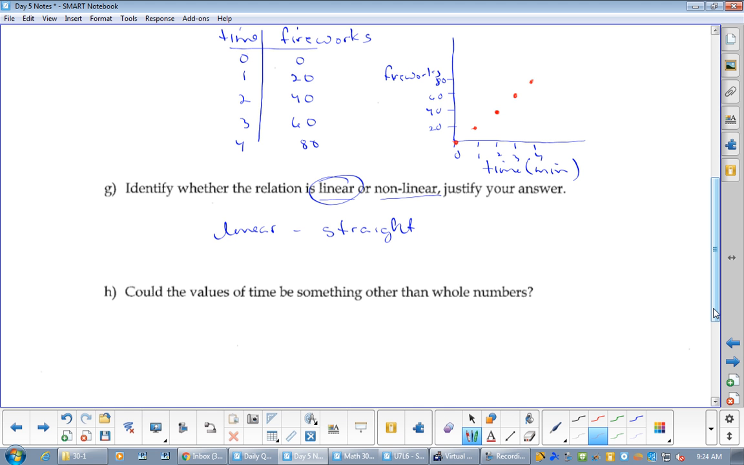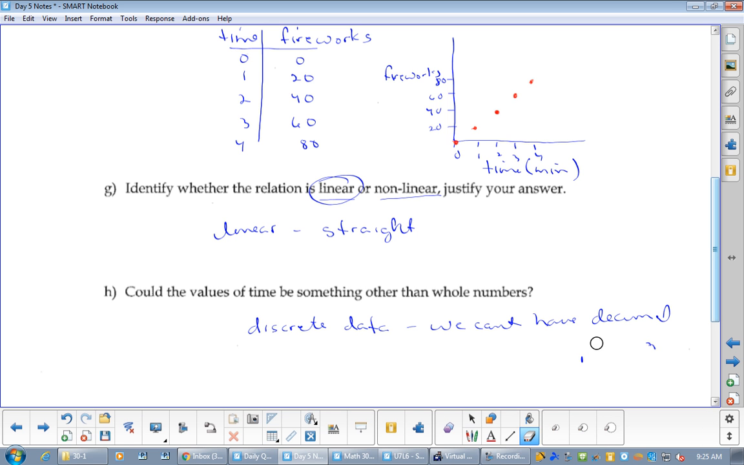So would we be drawing a line through those points? No. This is what we call discrete data. And the other thing too is we can't have decimal fireworks. So that's called interpolation, if you can find data within your data.